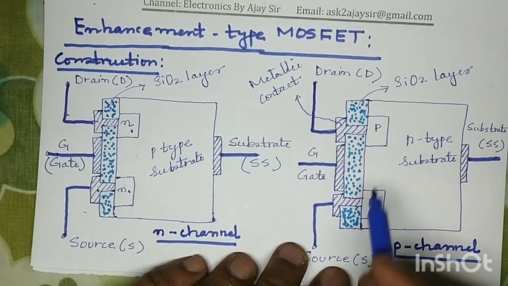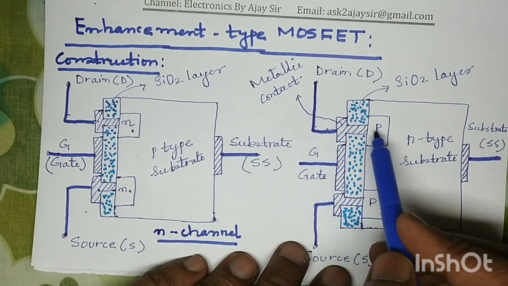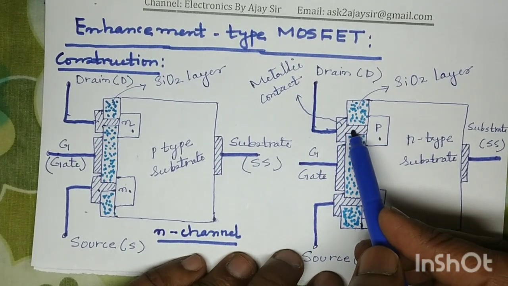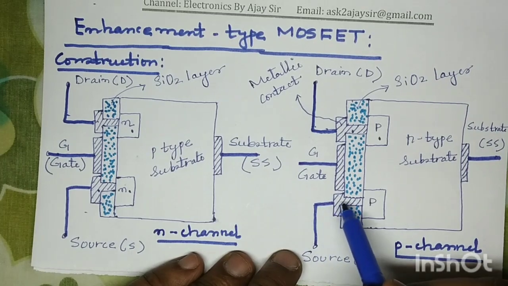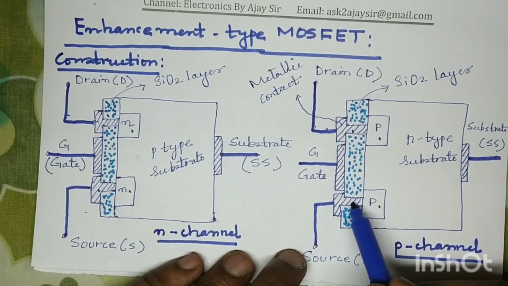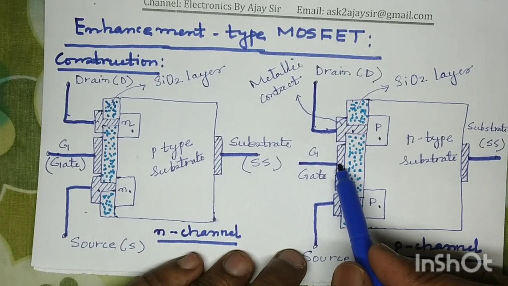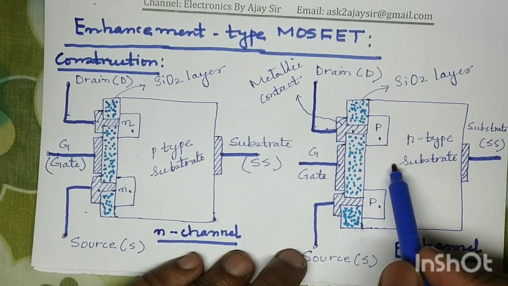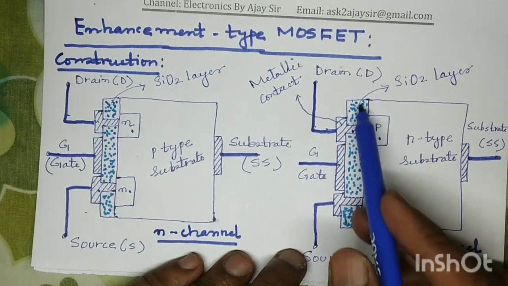Similarly, in case of p-channel MOSFET, the drain terminal is connected to the p-doped region through this ohmic contact. The source terminal is connected to the p-doped region through this ohmic contact, and this gate terminal remains insulated from the substrate due to the presence of this SiO2 layer.